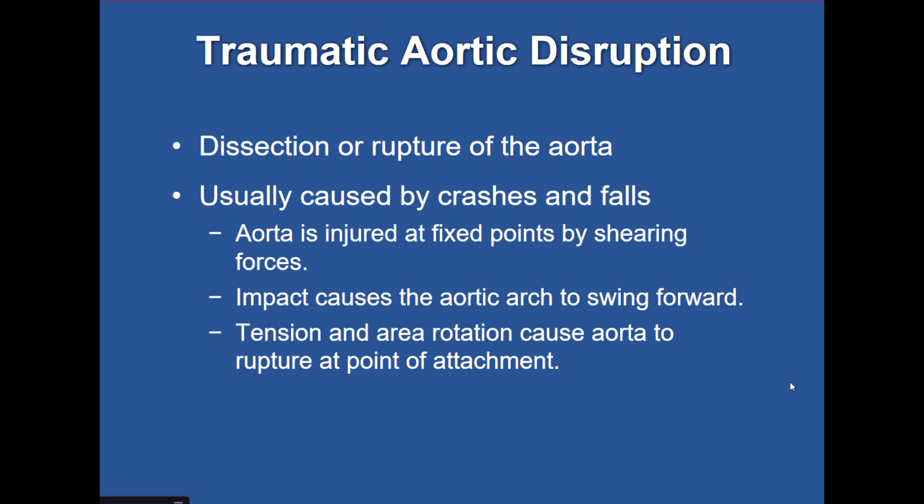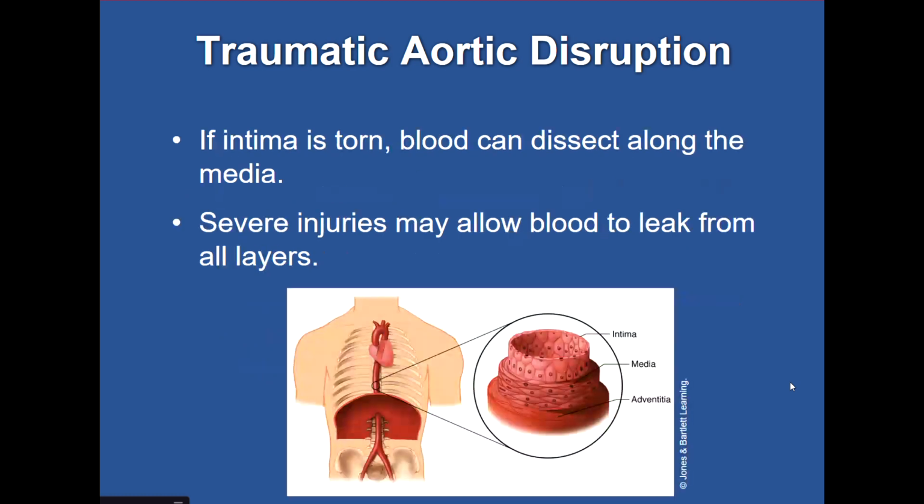Now, again, this is something that can be devastating, and 1 in every 5 deaths of blunt trauma include transection of the aorta. So that's 20% of those blunt trauma cases that die have something to do with a tear in the aorta or a complete dissection of that aorta.